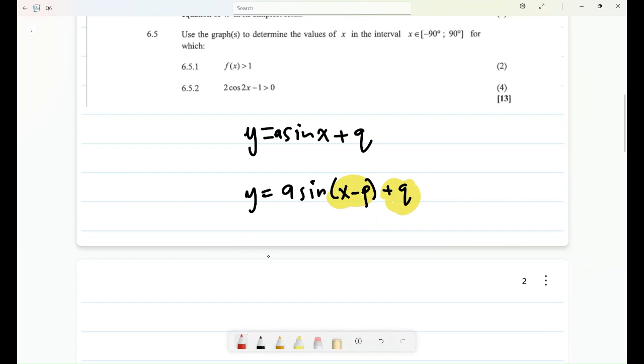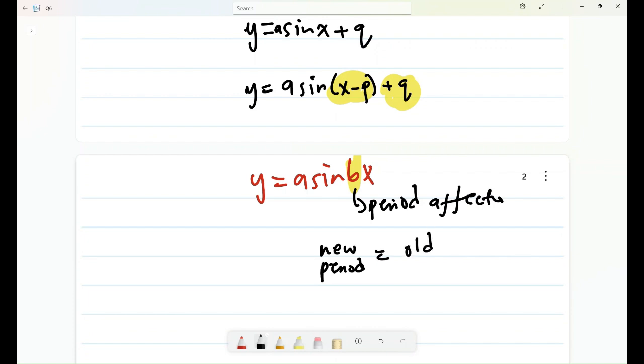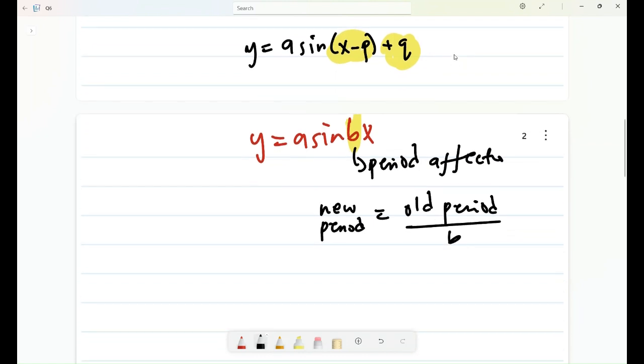Then, there is this one: y is equal to a sine bx. Now, before we had x, but now we have bx. Now, I normally call b the period affector. Why do I call it a period affector? Because now my graph, let me say new period, sorry, new period is going to be old period divided by period affector, which is b.